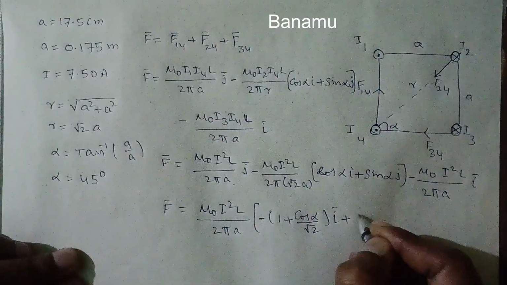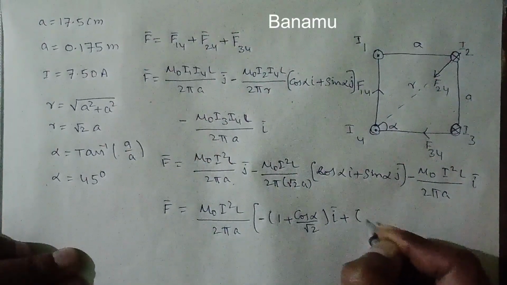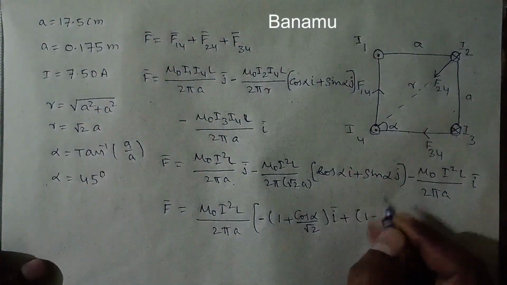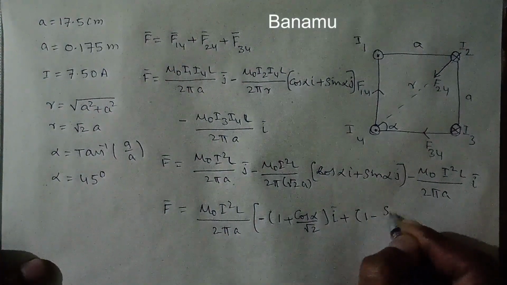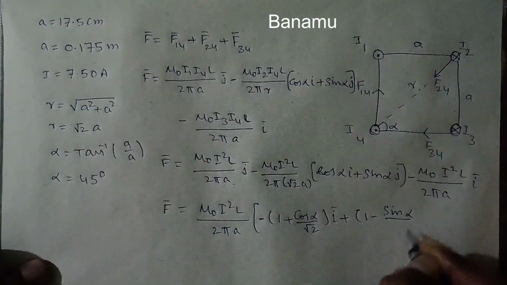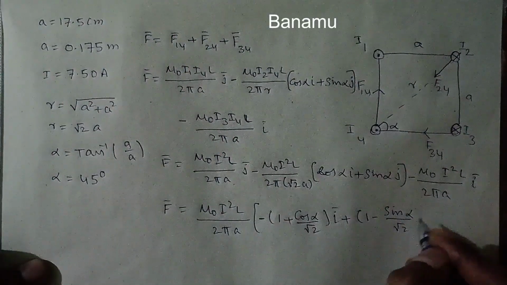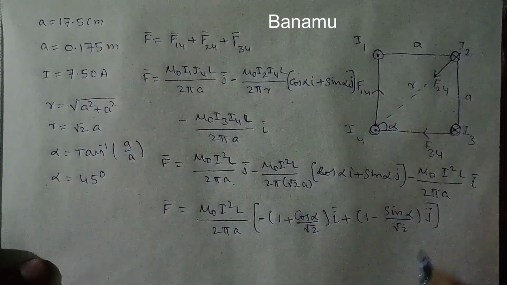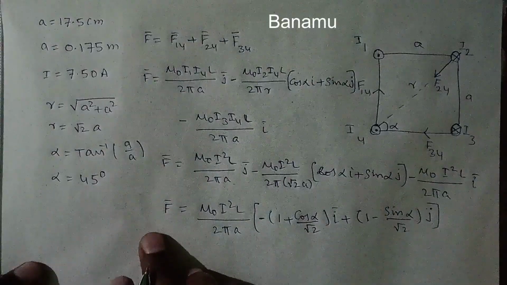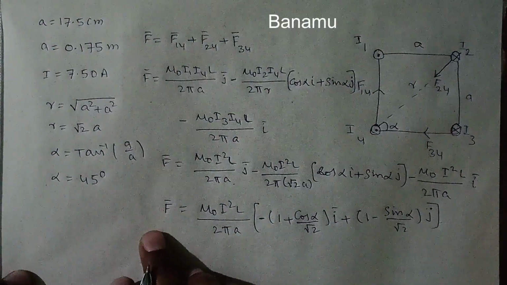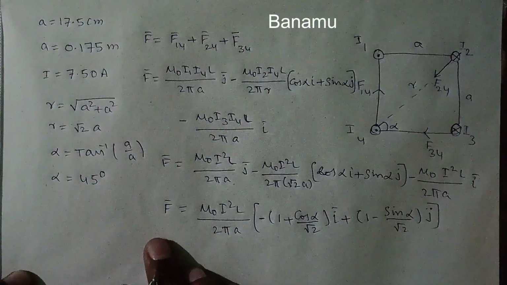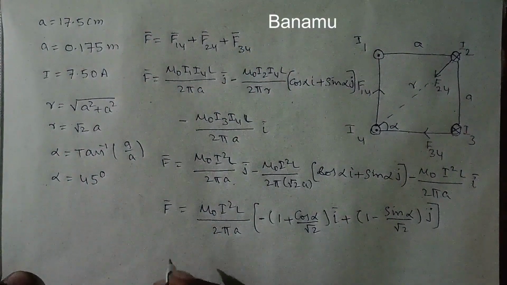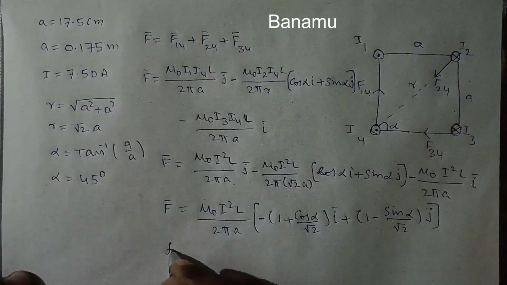1 minus sin alpha by root 2 along the j direction. This is the magnetic force on wire 4 due to wire 1, wire 2 and wire 3. So let us consider the magnetic force per unit length, small f bar. This is the magnetic force per unit length.